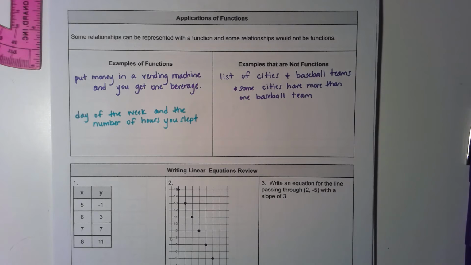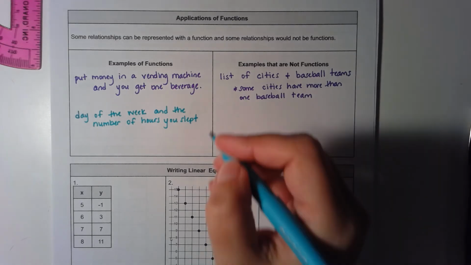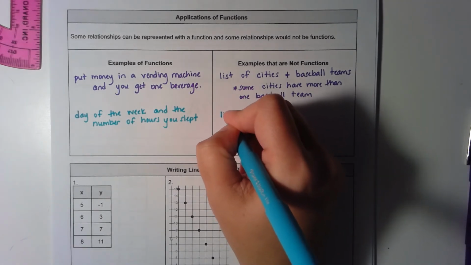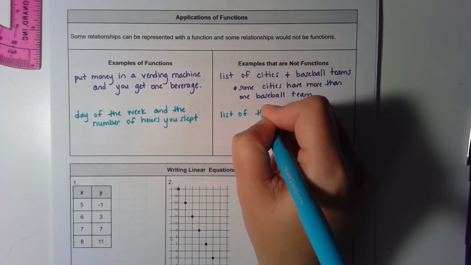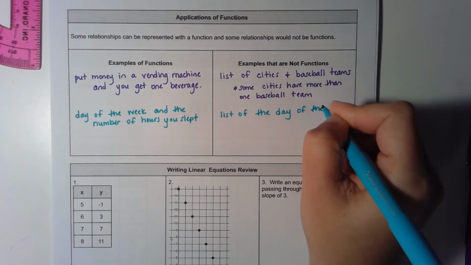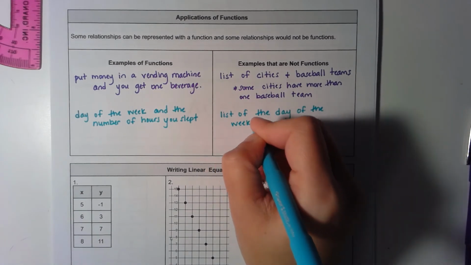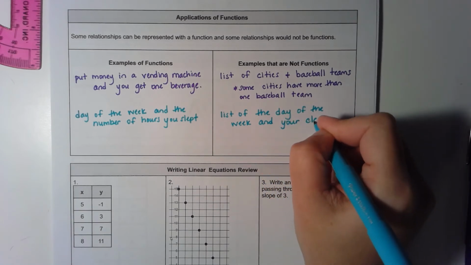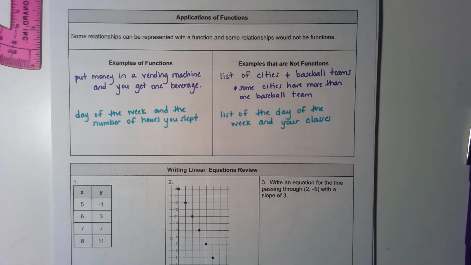Another example of a non-function would be if you were going to make a list of the day of the week and your classes that day. Because on a certain day, you might have more than one class. You might have had math as well as fine arts as well as history or something like that.